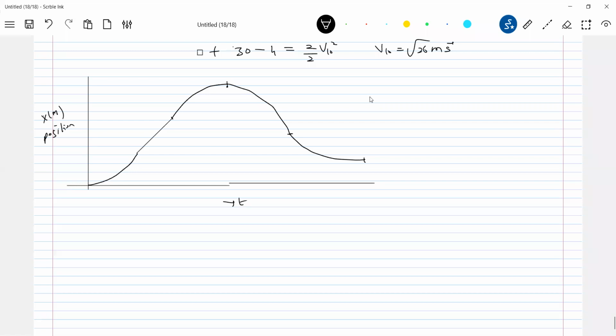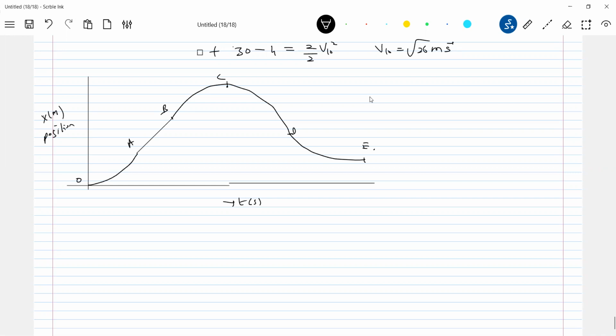This is a timer. What about the work done by the force as it moves from O to A, B to C, C to D, and D? Just work done. I'm just asking positive or negative.